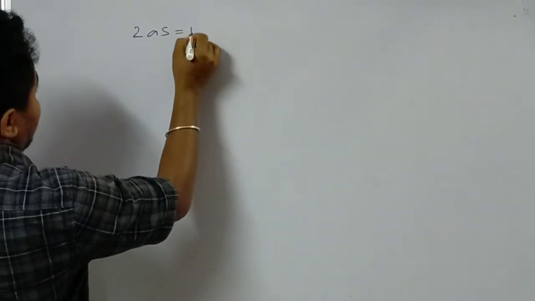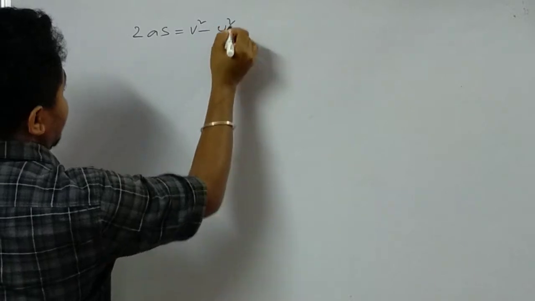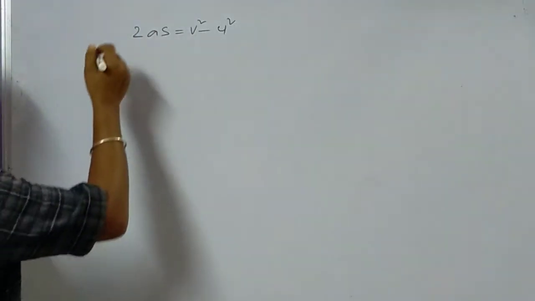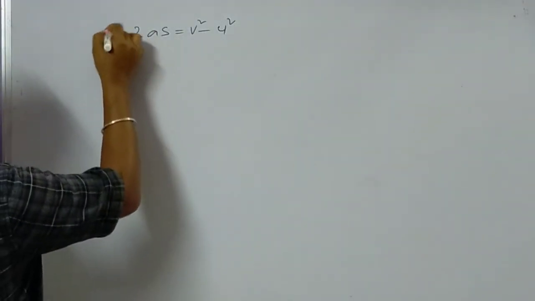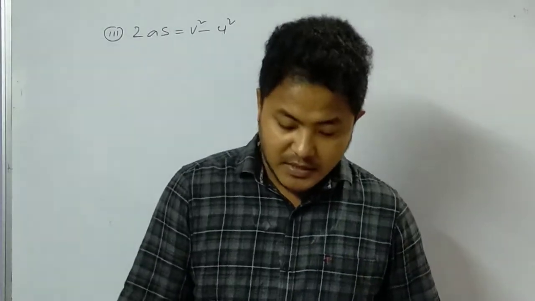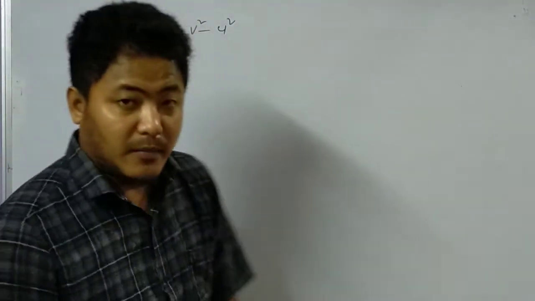twice AS is equal to V square minus U square. These equations we have to prove by representing them graphically. In the first two cases we took a diagram, and the diagram will remain the same in this case also. So let us take a look at the diagram.